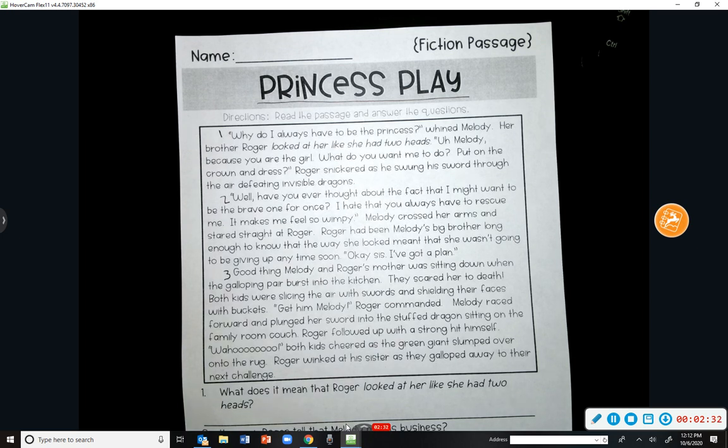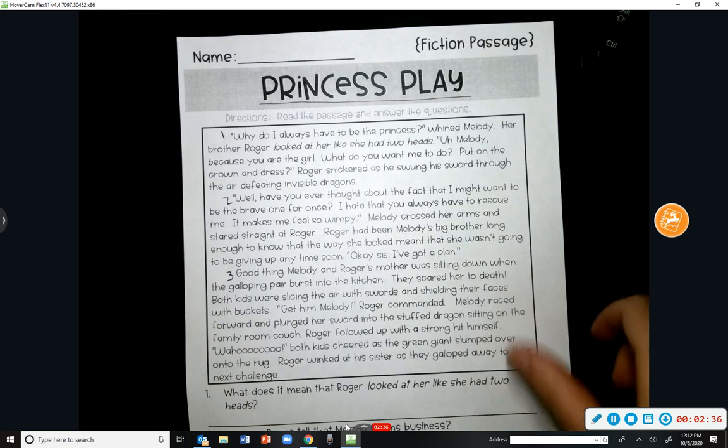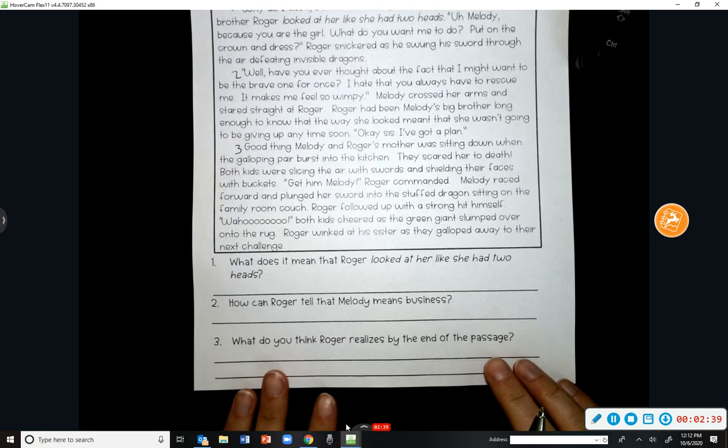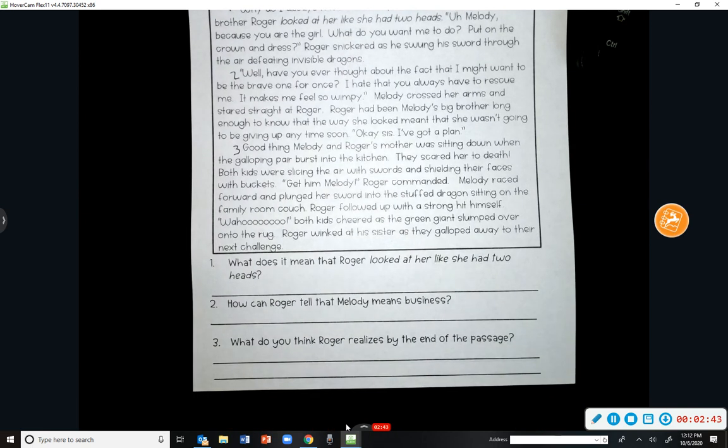Okay, so now that we've numbered our paragraphs, we're going to read the questions at the bottom. You always want to read your questions first before you read your passage. So who's going to read question 1 for me? Bryson? What does it mean that Roger looked at her like she had 2 heads? Good. So what does it mean that Roger looked at her like she had 2 heads? So somewhere in our passage, we know there's going to be a line that talks about Roger looking at someone like she has 2 heads. So we're going to keep our eyes open for that line in our paragraph because that might be where we find our answer for question 1.